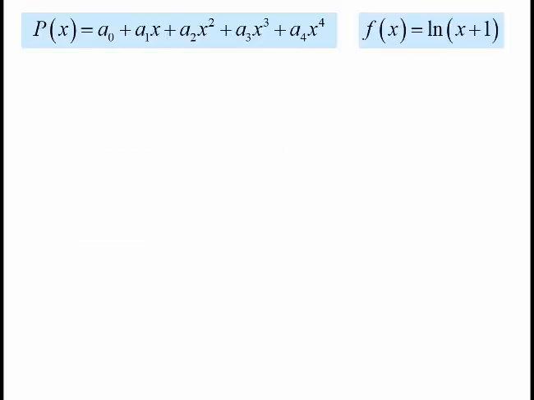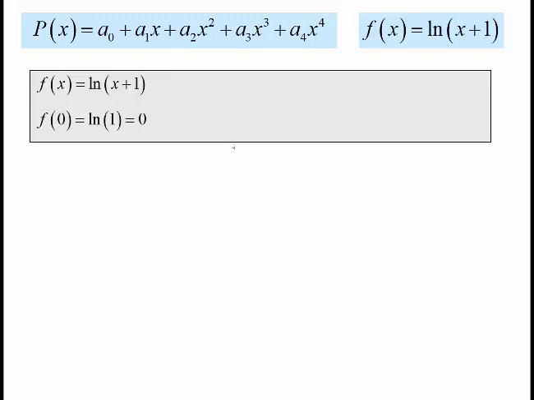All right, so let's consider this right here. I've got the polynomial that I want to approximate this function around x equals 0. So here's what I'm going to do. I need to figure out what a sub 0, a sub 1, a sub 2, a sub 3, and a sub 4 are. That's my goal. All right, so I'm going to start with my function.